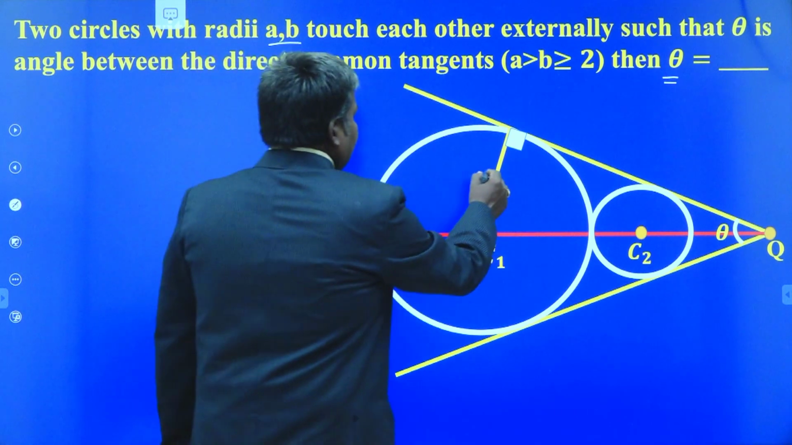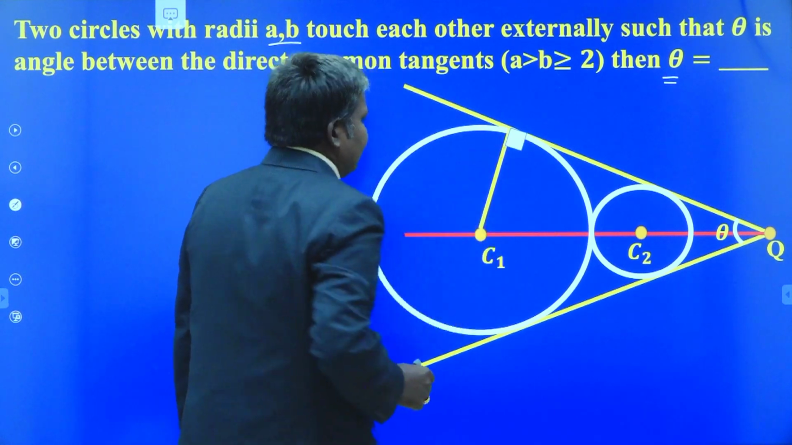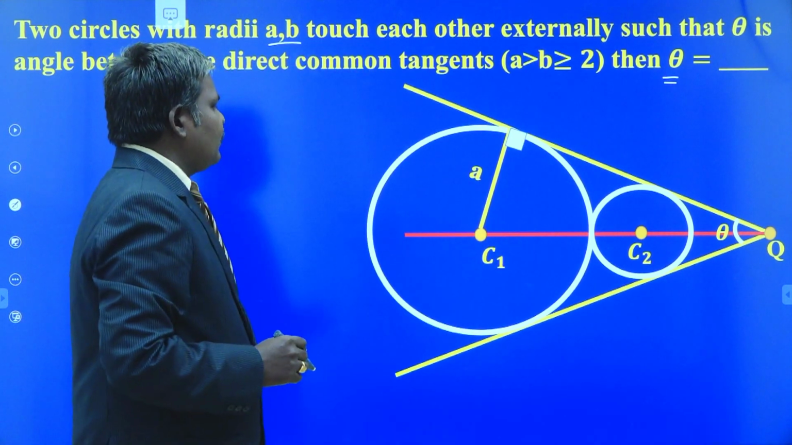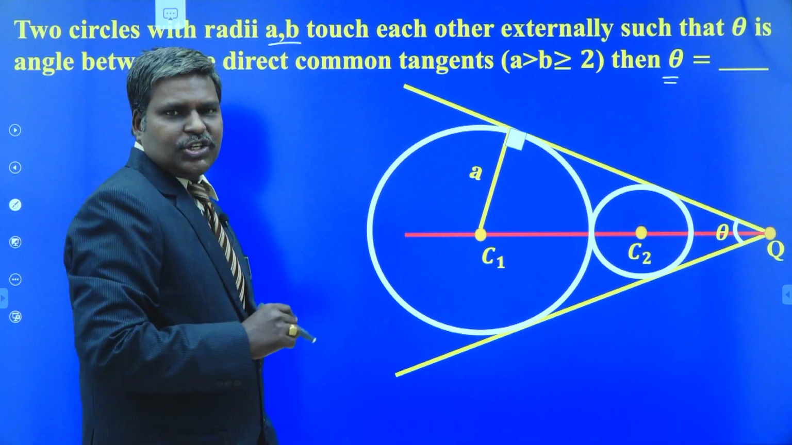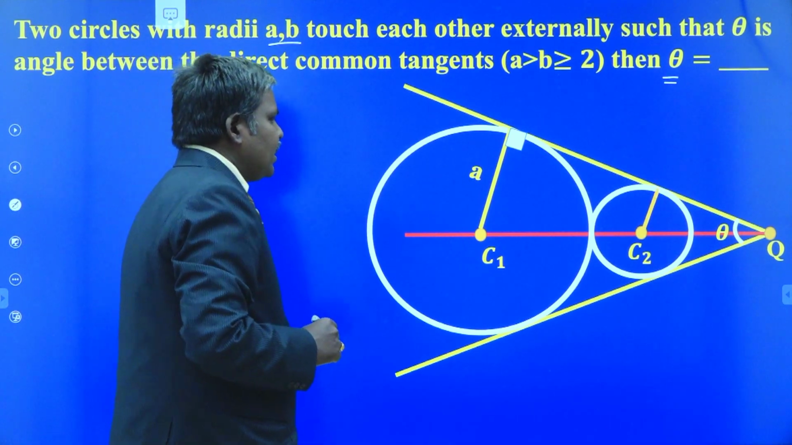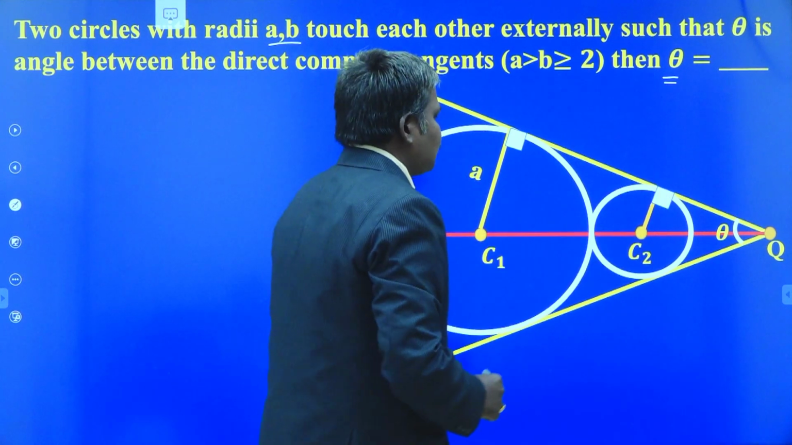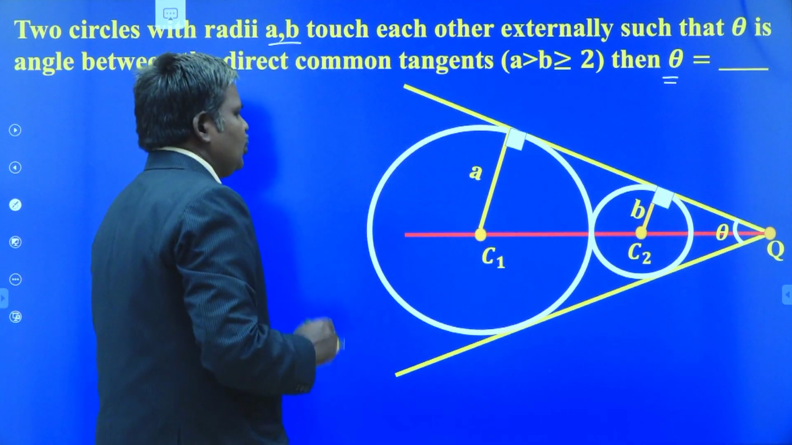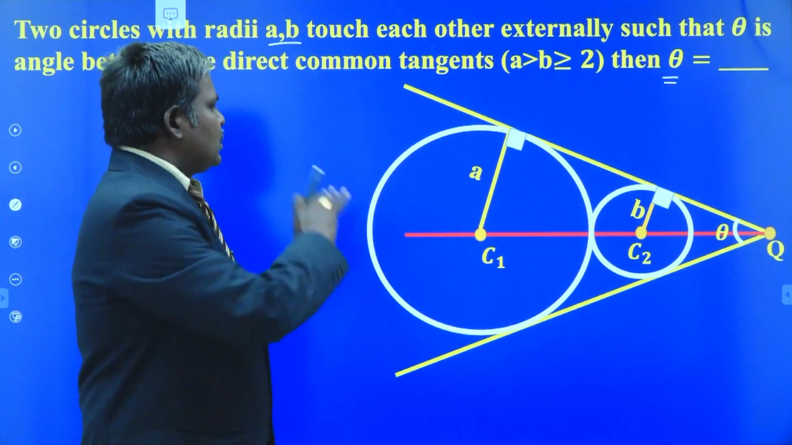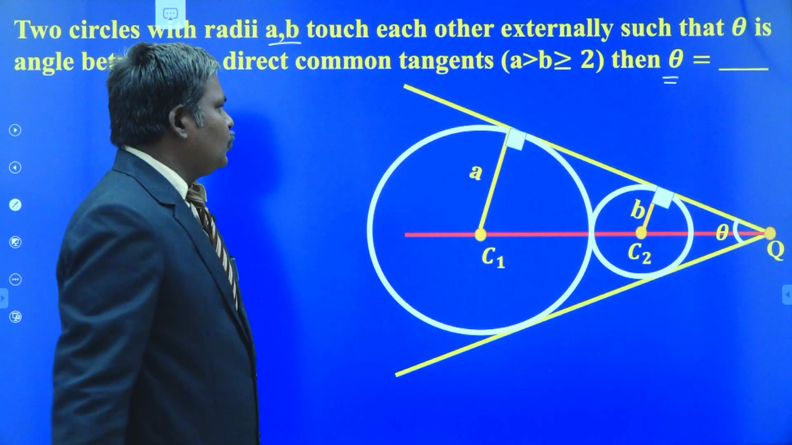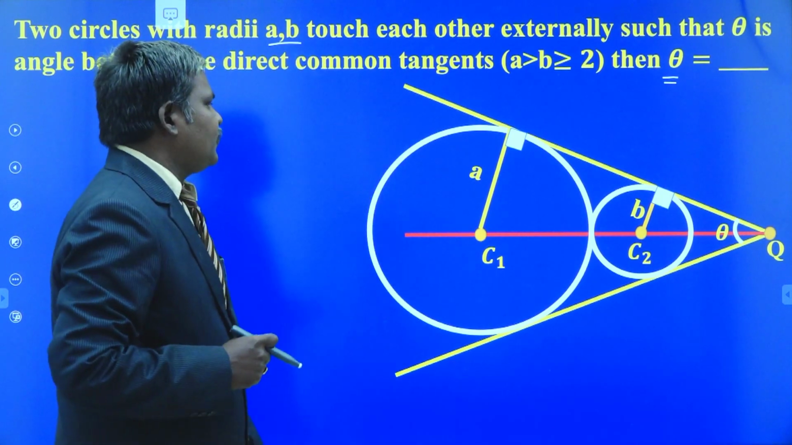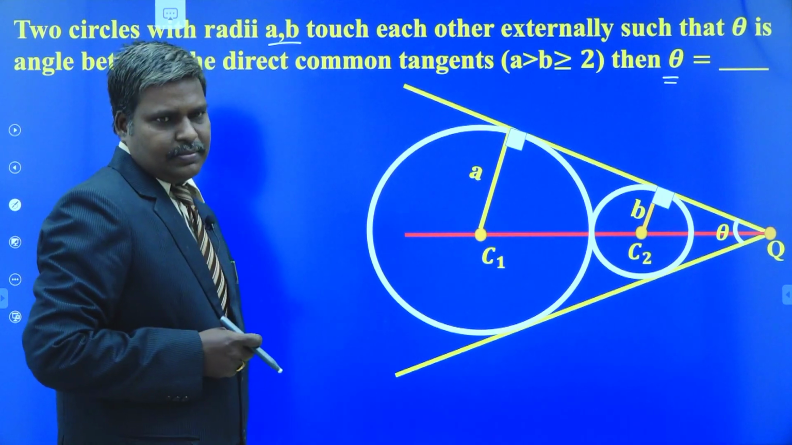The corresponding radius and tangent make an angle of 90 degrees. And the radius of the circle is what now? A units, as shown in this figure. This is the radius of the second circle. The angle between the tangent and the corresponding radius is 90 degrees. This is B units. This is the diagram. We have to find the value of theta in terms of A and B.